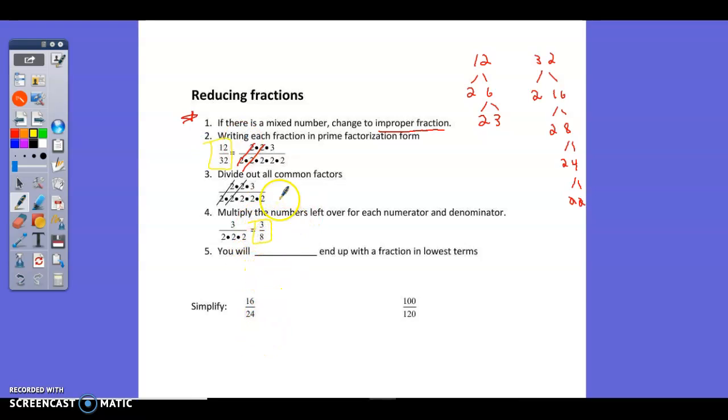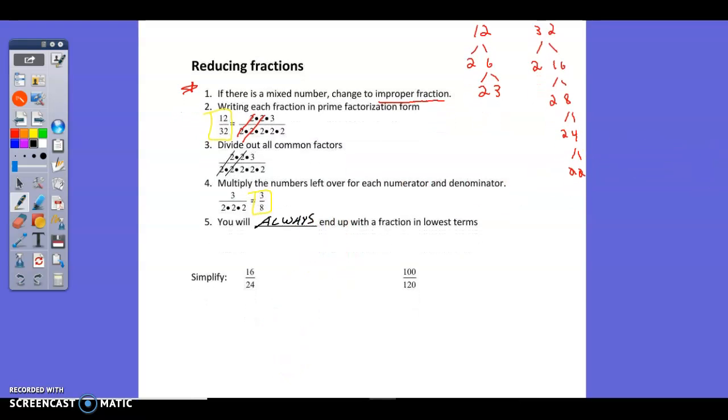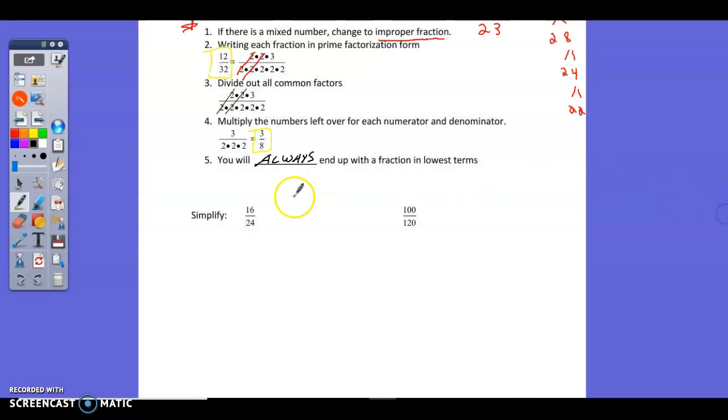If you use this way, you will always end up with a fraction in lowest terms. All right? So I'm going to show you 2 ways to do this. We're going to start with this one. So 16 over 24, we're going to break them down.